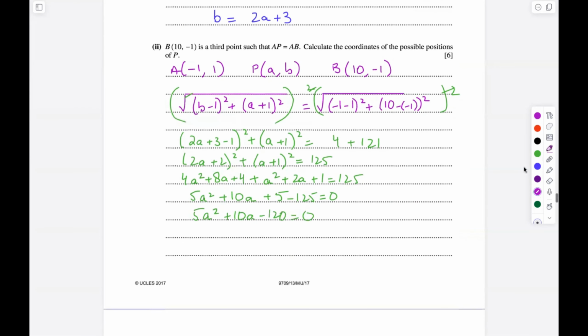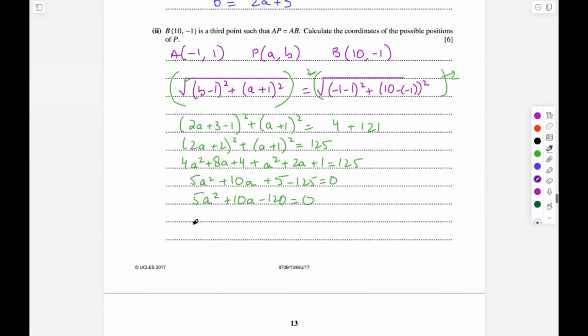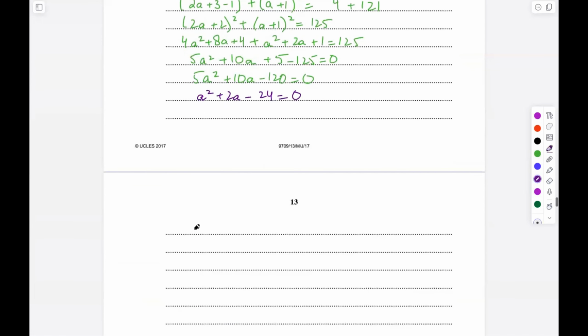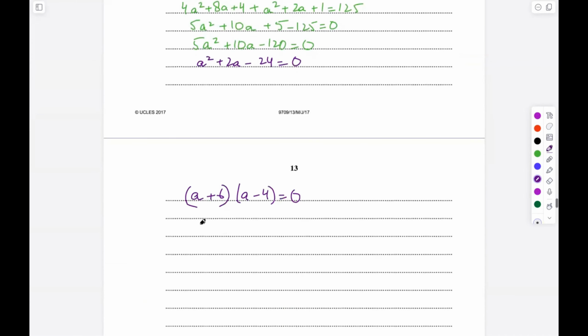To factorize this, we can divide the whole expression by 5, and this can be written as a squared plus 2a minus 24 equal to 0. Applying middle term breaking, factorizing this expression, we'll need the two factors which will be plus 6 and minus 4. So this will become (a plus 6)(a minus 4) equal to 0. So the two values of a will be a equal to positive 4 and a equal to minus 6.